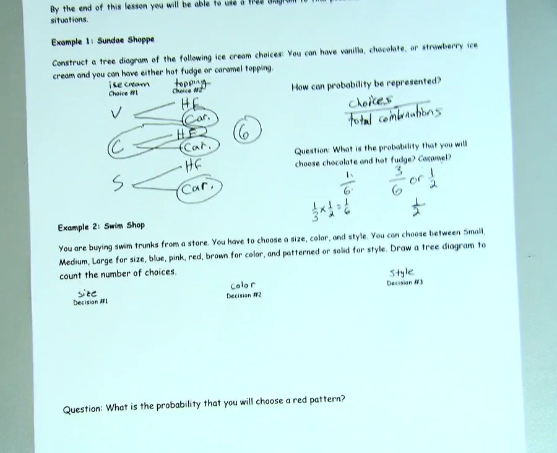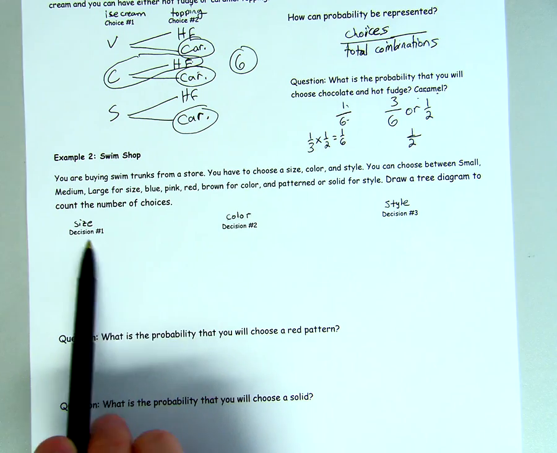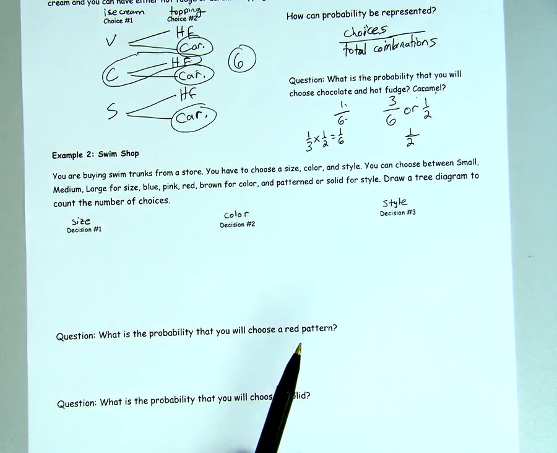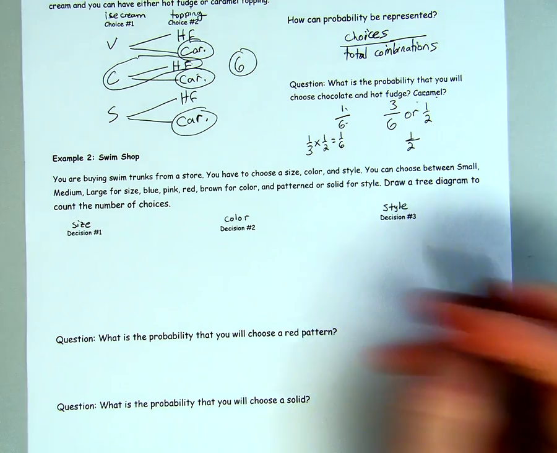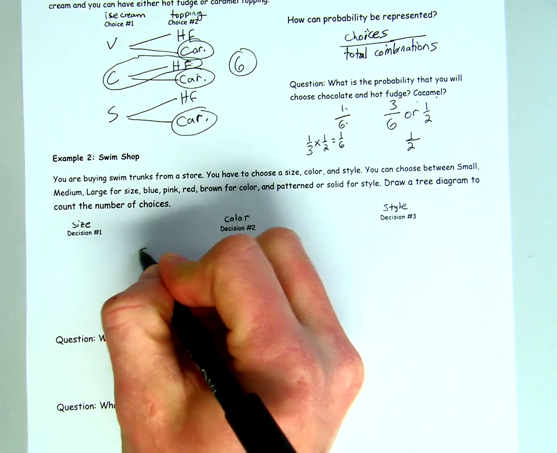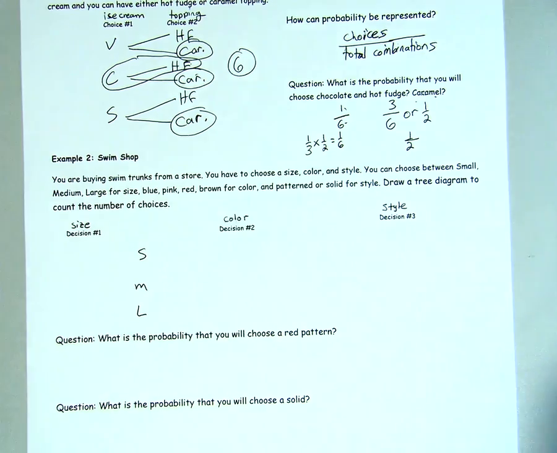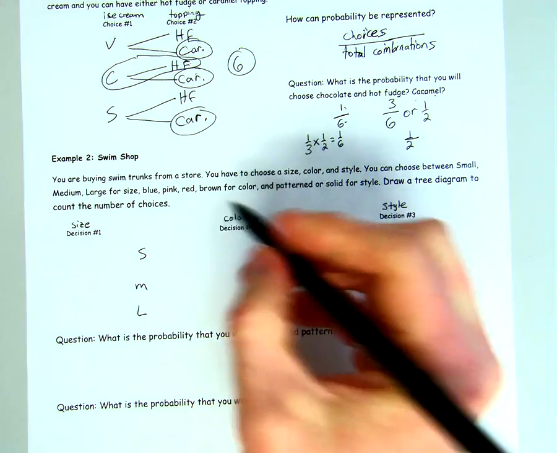Okay. Example number 2, swim shop. You are buying swim trunks from a store. You have to choose a size, color, and style. So my choice 1 is size, choice 2 is color, choice 3 is my style. You can choose between small, medium, or large. So I'm going to do small, medium, or large. From there, I can choose blue, pink, red, or brown. So I have 4 choices.